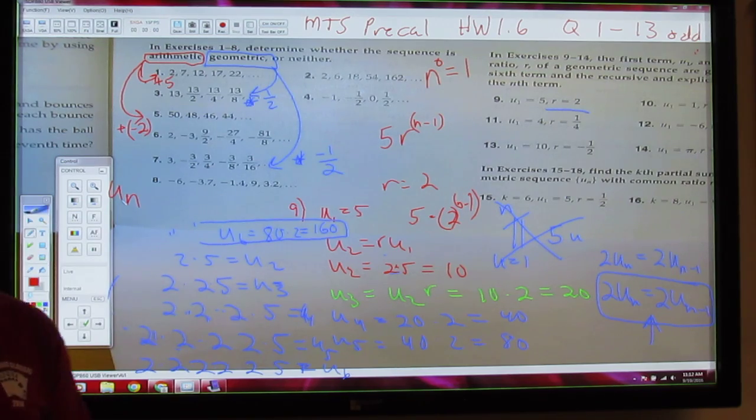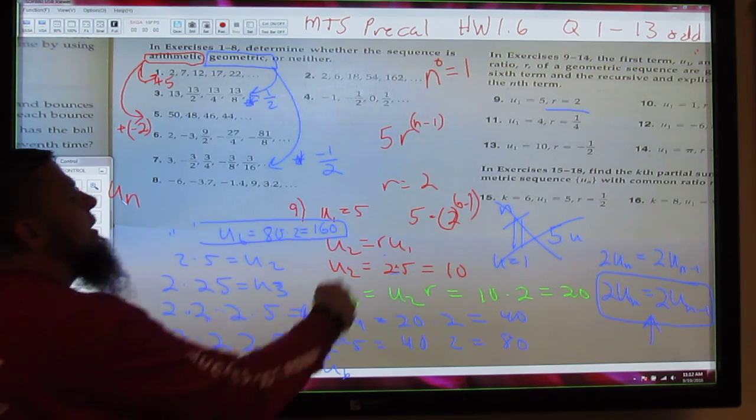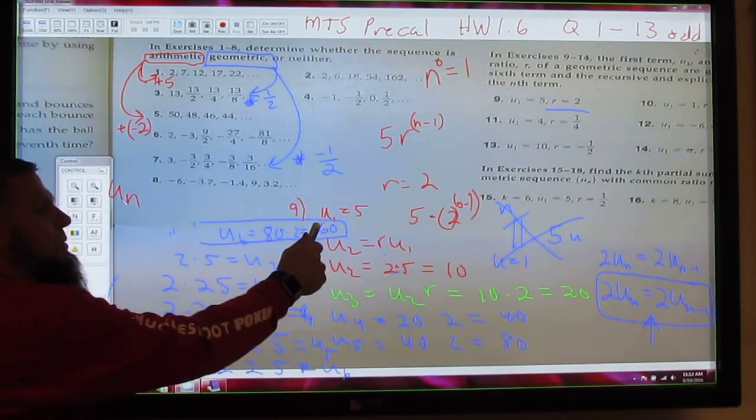Correct? And the big thing that messed people up was, oh, but wait a minute.